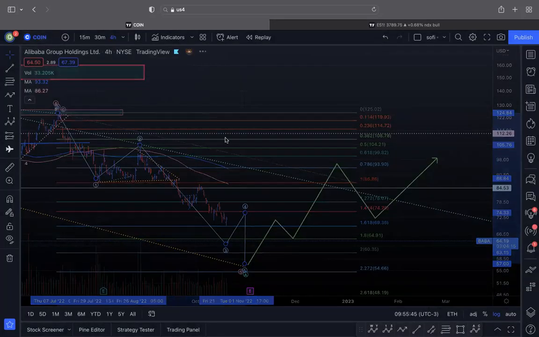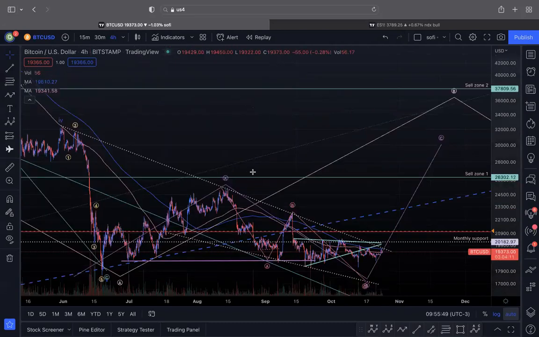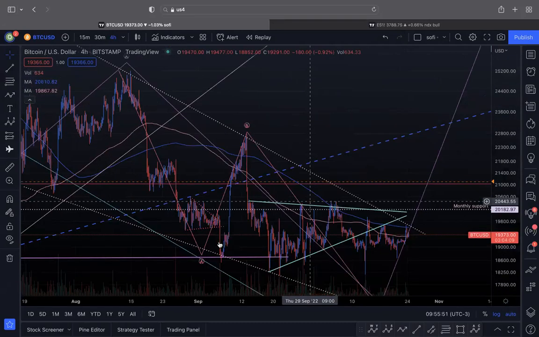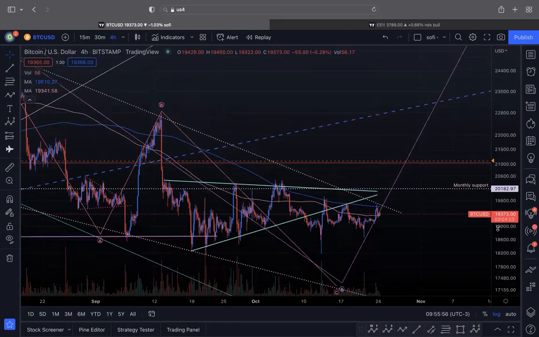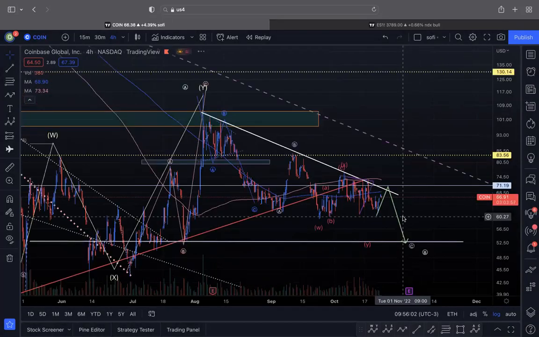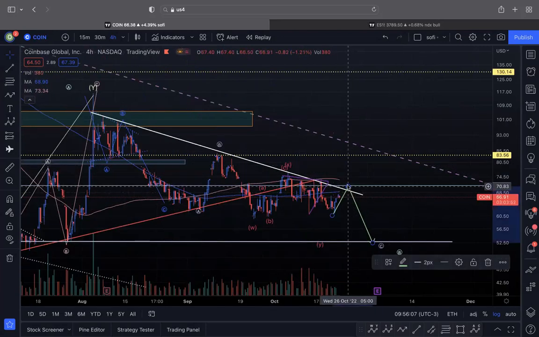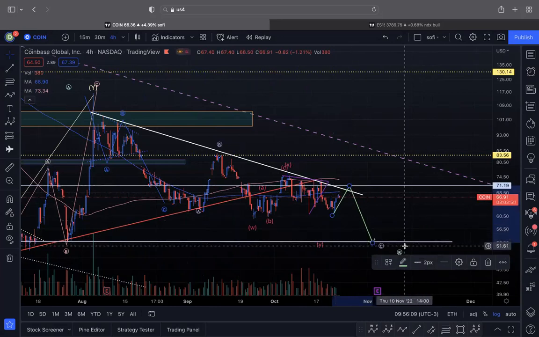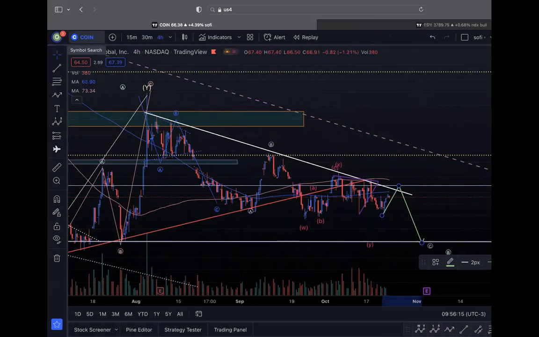The next one I have is Coinbase. Before I do Coin, let's look at Bitcoin. I still have Bitcoin in this downtrend channel, and it's just consolidating below this bear flag. As long as it stays below 20.2K, I still think Bitcoin has more downside to come. With that being said, if you look at Coin, you can see this is the trend line. It's consolidating, same as Rivian, below the trend line. So I do think it is eventually going to come down to $50. That's the reason I have Coin puts on here.